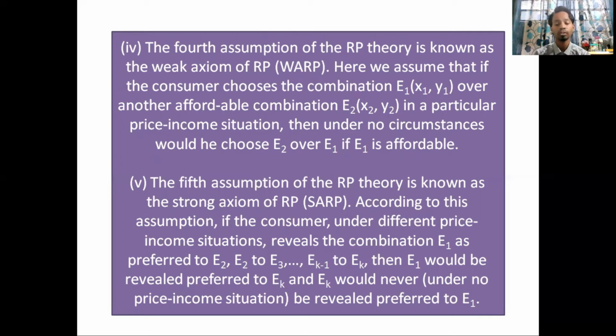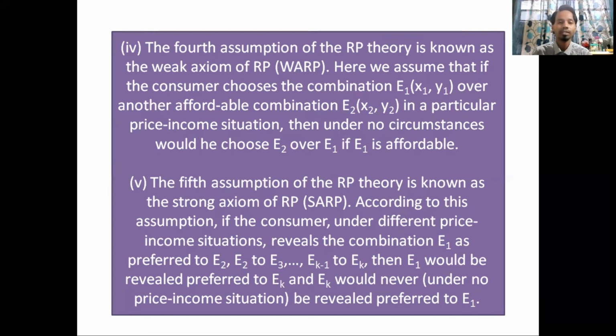He is not forced, or his IQ level is not forcing her to choose only E1, but rather he is flexible to choose any combination. That's what this point is trying to say. That's what, my dear students, this fifth assumption is very clear. That's why it is saying about strong axiom of RP, that is trivial preference, means that you are having a liability to choose any combination.